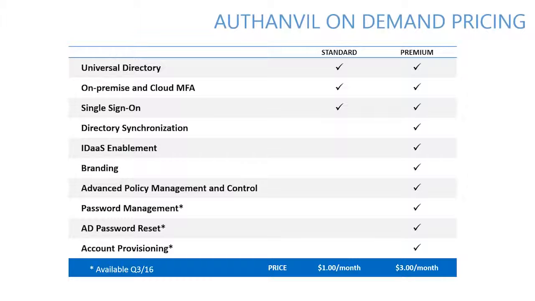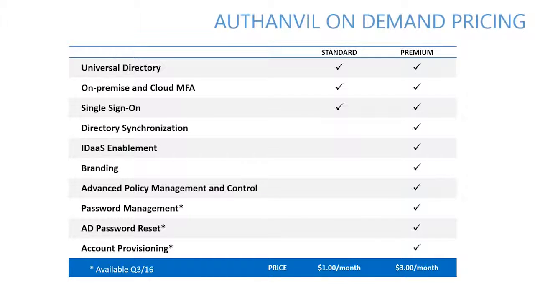For those of you that are looking at the premium, and particularly for those that do want to offer up identity and access as a service, you are going to need some additional functionality which comes with the premium, and that includes the IDaaS enablement, which is, for all intents and purposes, that multi-tenancy capability, directory synchronization, the branding, which is not available in the standard model, and then some other features and functionality that we'll be adding by Q3 of 2016. So some advanced password management, the AD password resets, which I know for many of you is a huge opportunity within your client base, that ability to do password resets, and the account provisioning. So there is some functionality that will be coming.